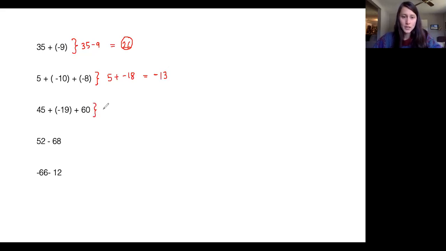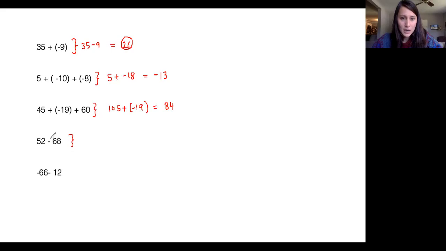Okay, this one here, I'm going to add my positives because those are the same sign. So I've got 105 plus negative 19. So when I subtract this, I get 84 as my answer. Okay, next one.